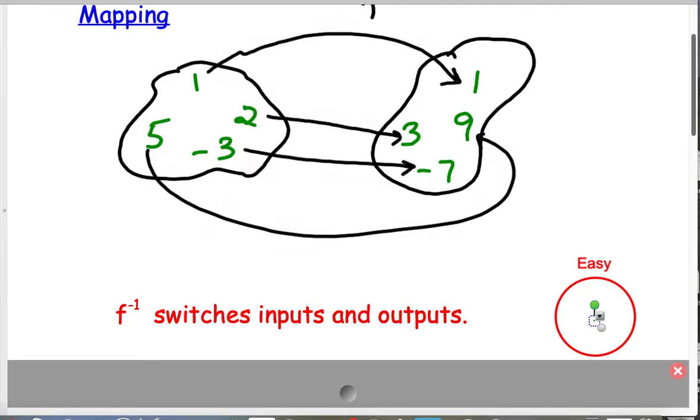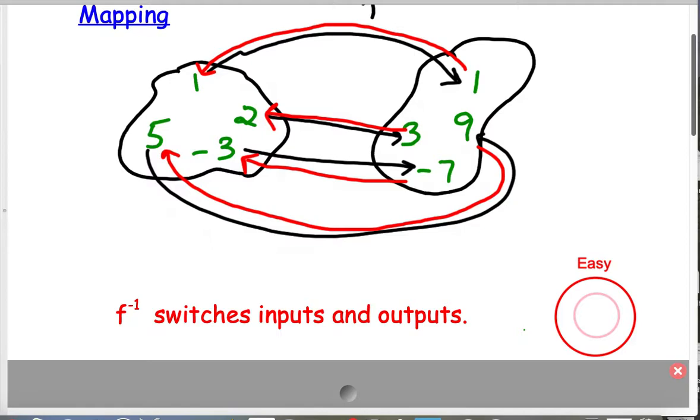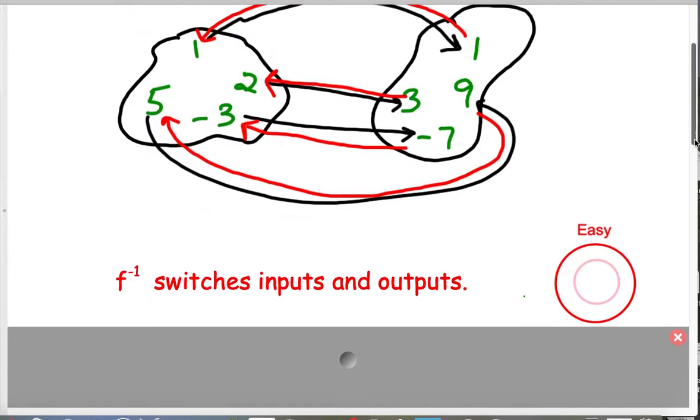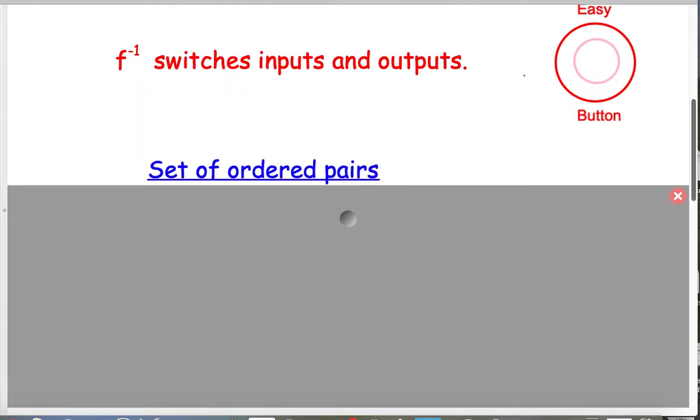on our mappings. So it's going to go back. So instead of, for example, 5 being matched to 9, now 9 gets matched to 5. So that's easy to do when it's a mapping.